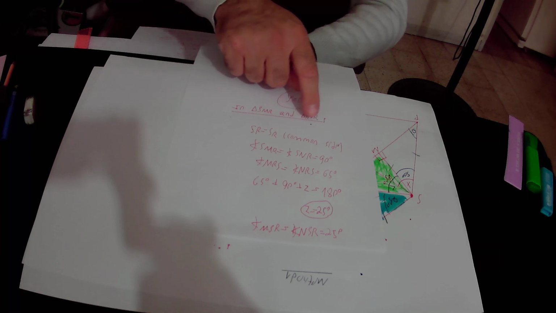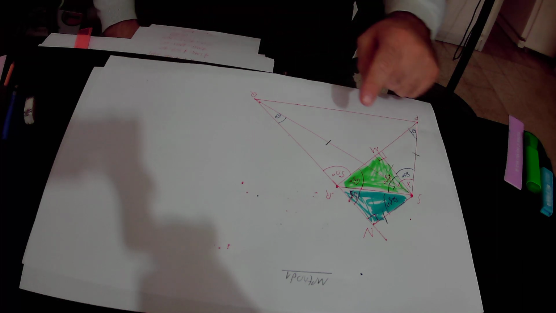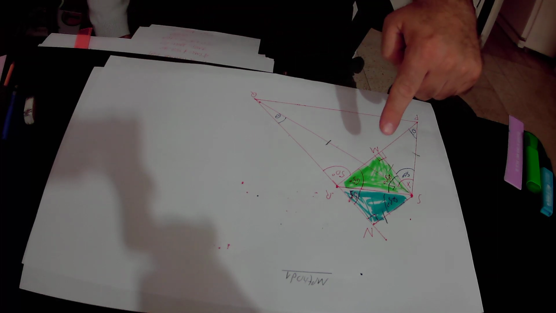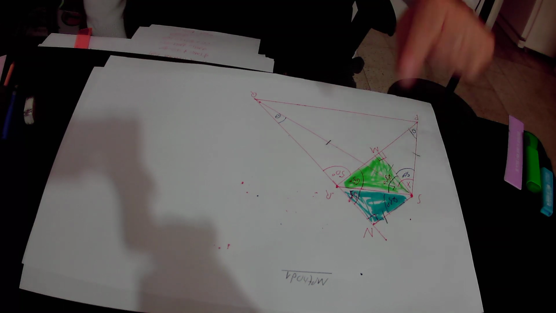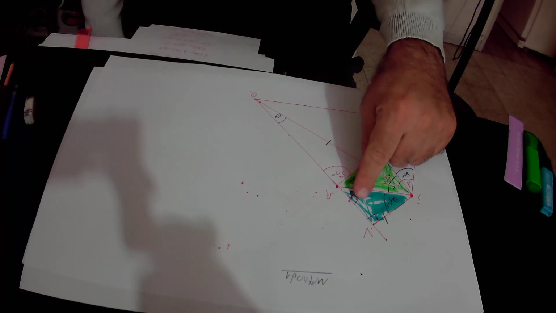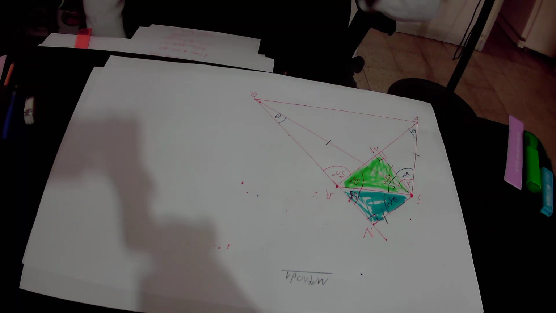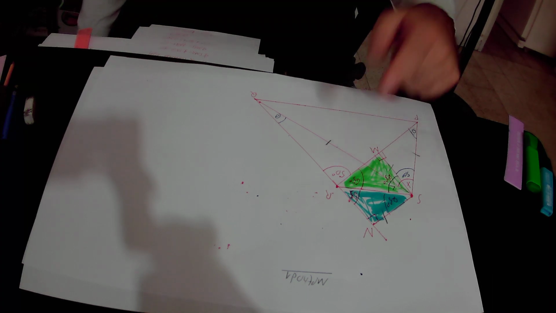SR equals SR, which is a common side. And then we know that those two angles are equal to each other. They are both equal to 90 degrees. And those two angles are also equal to each other. They are both equal to 65 degrees. And we also know that the sum of the angles in any triangle equals 180 degrees. The sum of the angles in the green triangle equals 180 degrees. So we have two angles that equal 90 degrees plus 65 degrees.